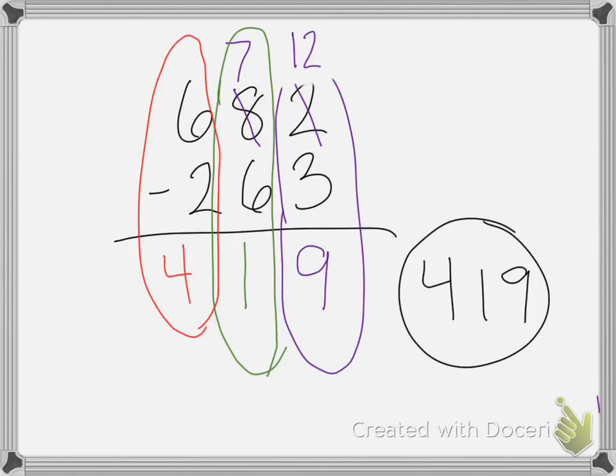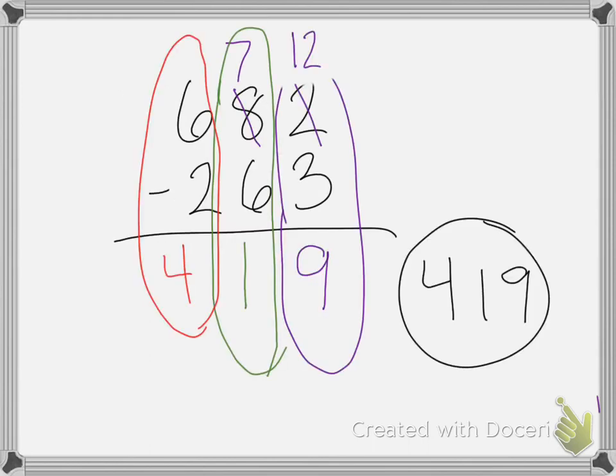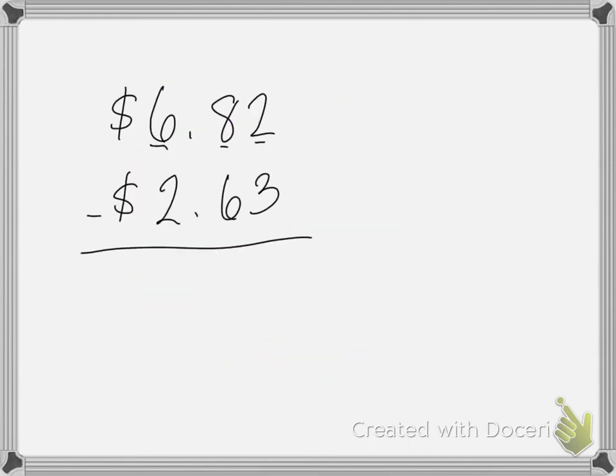Now, if I wanted to write 682 pennies in dollar form, it would look like $6.82. Because remember, 100 pennies equals $1. So 600 pennies would equal $6. Okay, so when I subtract money this way, I should get the same answer as before, 419, but with a decimal. Remember, the decimal place always goes straight down. We put it right there.